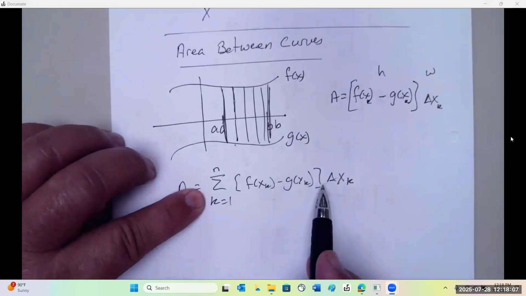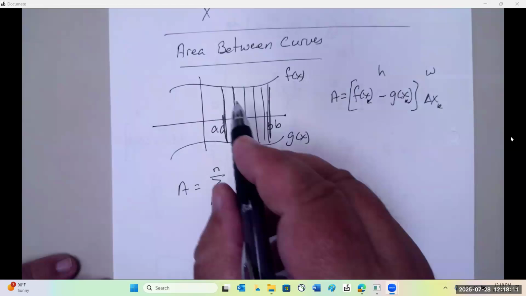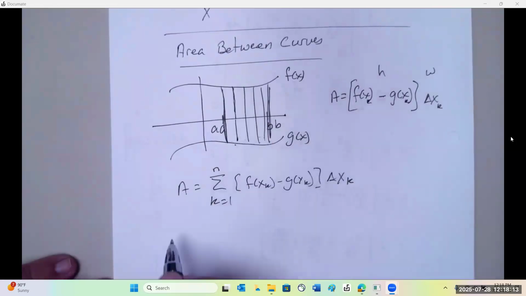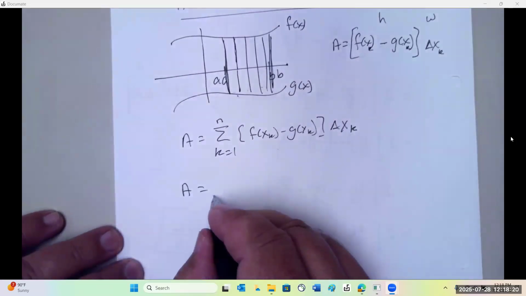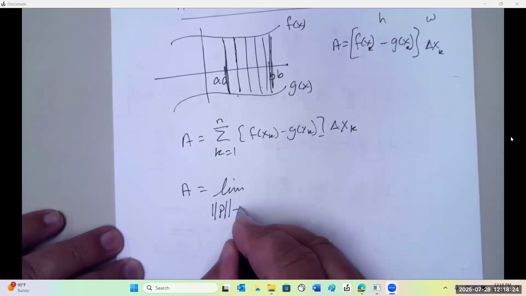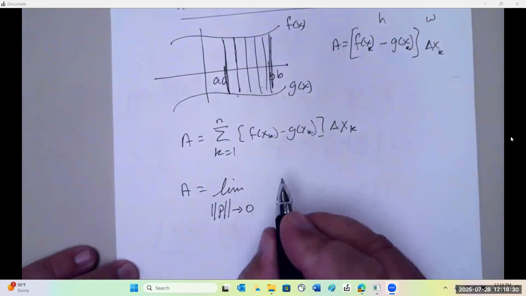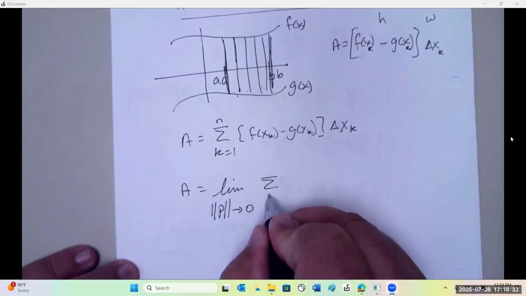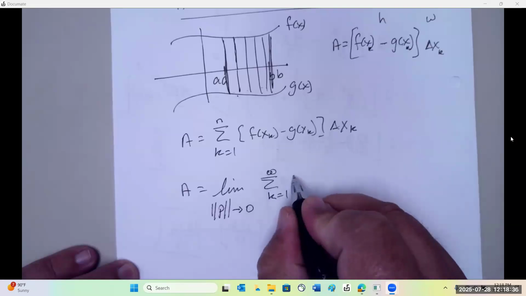Those are the sums. What do we have to do now? These are the sums of each one of those. To find the true area, these are called the Riemann sum, we have to now find the limit as the partitions go infinitely small. And that means our summation of all of our numbers goes to infinity.